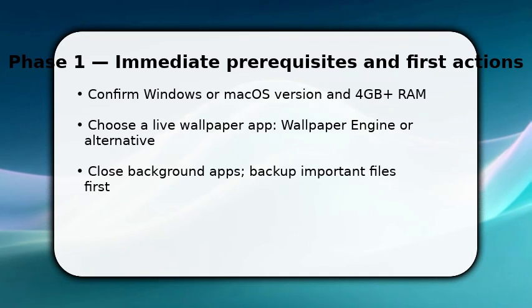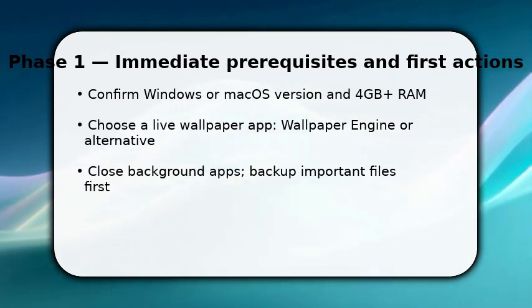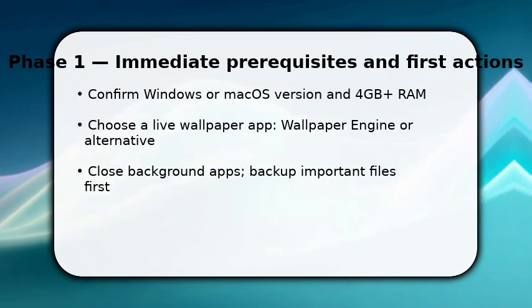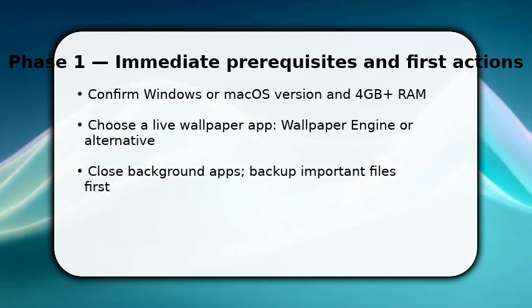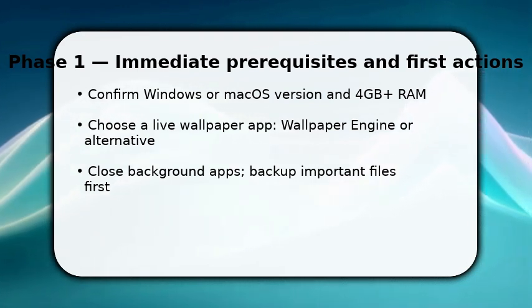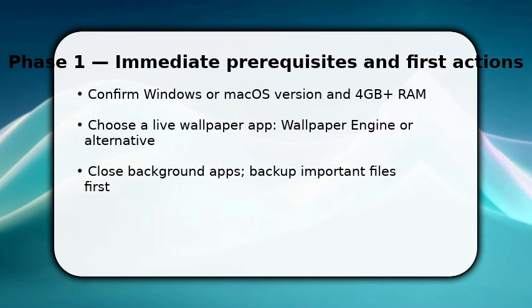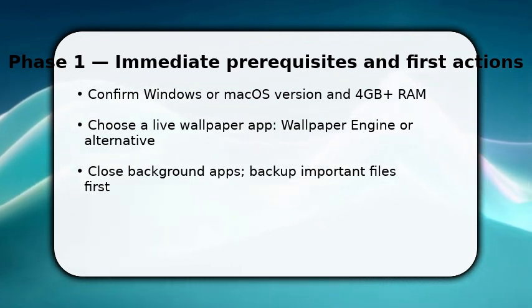You start by confirming system compatibility and freeing resources, because live wallpapers need CPU and GPU headroom. Once done, pick a trusted app. Wallpaper Engine on Steam is the standard choice. Then download and install it. Make sure to close heavy programs so the installer runs smoothly.